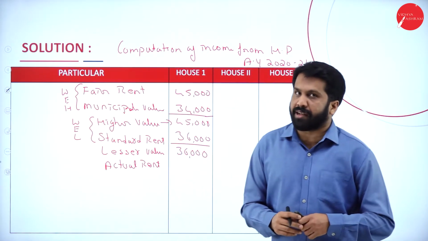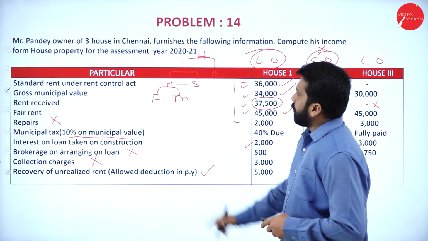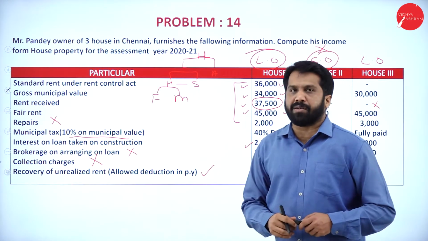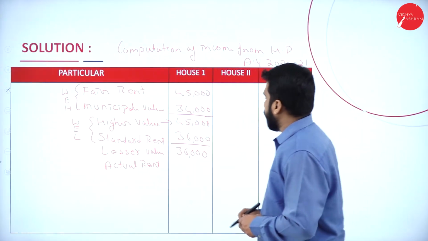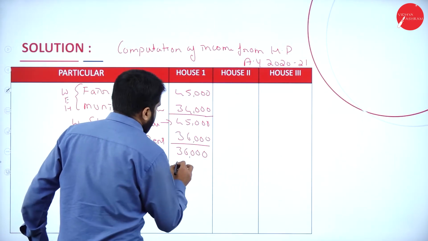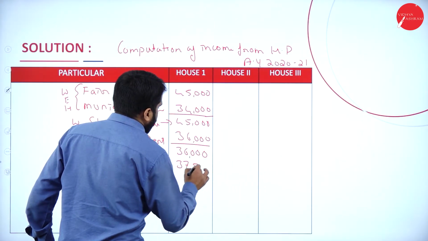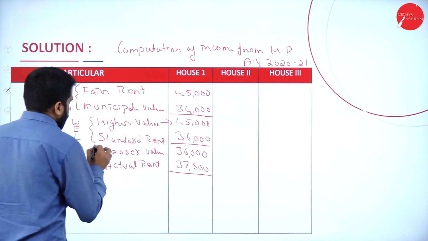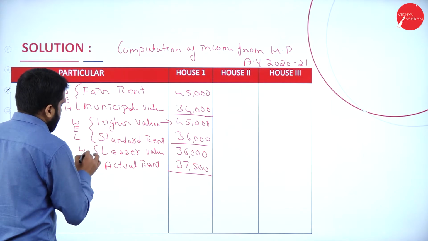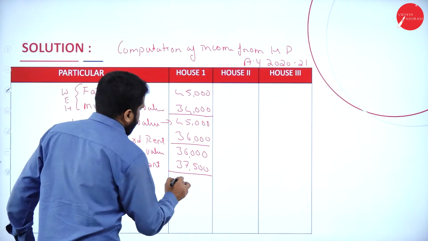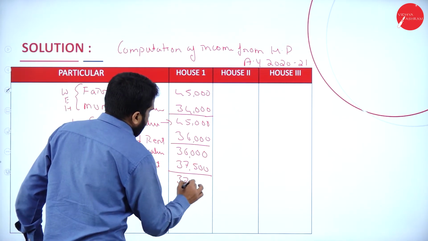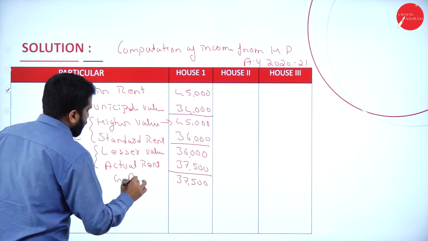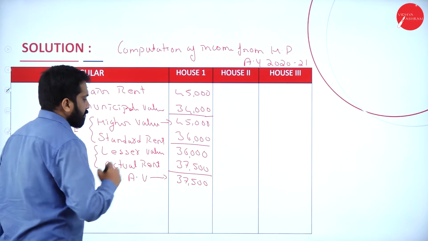What is your actual rent? I'll go back to this. Your actual rent here, rent received, 37,500. Now, your rent received is 37,500. So whichever is what? Whichever is higher, we will go for 37,500. This will be gross annual value.